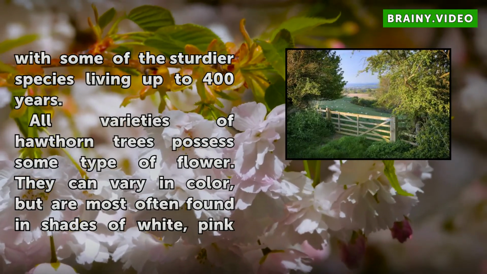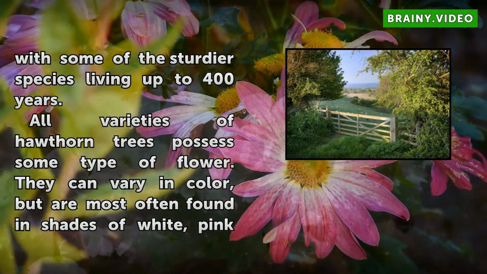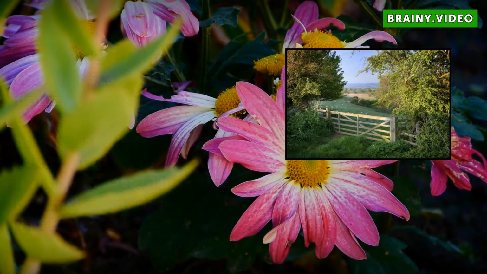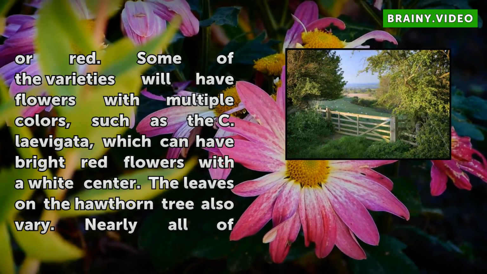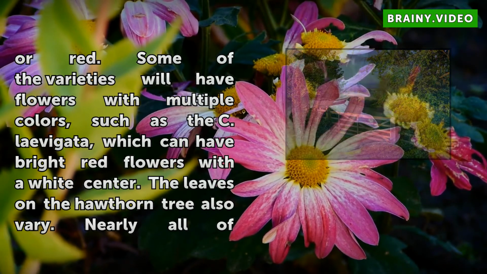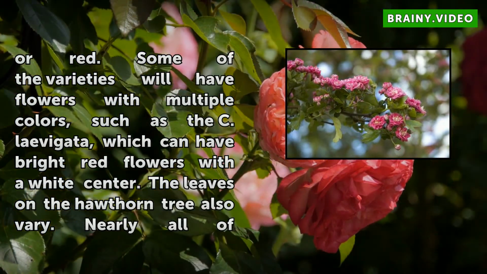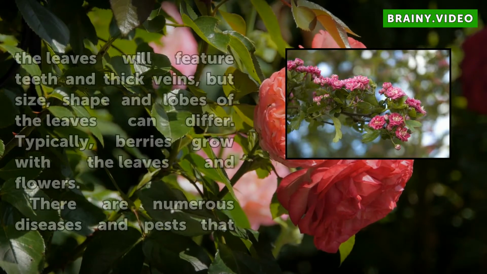They can vary in color, but are most often found in shades of white, pink, or red. Some of the varieties will have flowers with multiple colors, such as the Brainy Garden, which can have bright red flowers with a white center. The leaves on the hawthorn tree also vary. Nearly all of the leaves will feature teeth and thick veins, but size, shape and lobes of the leaves can differ. Typically, berries grow with the leaves and flowers.